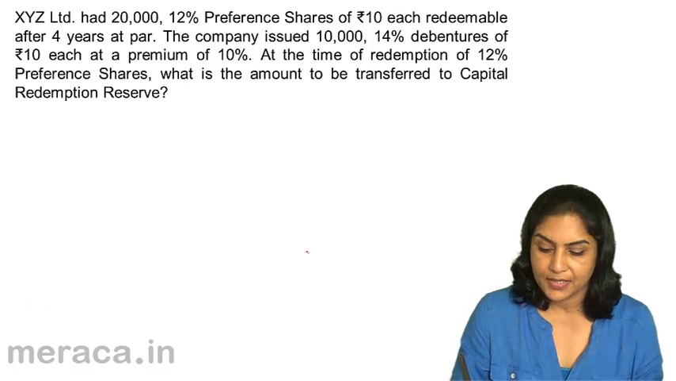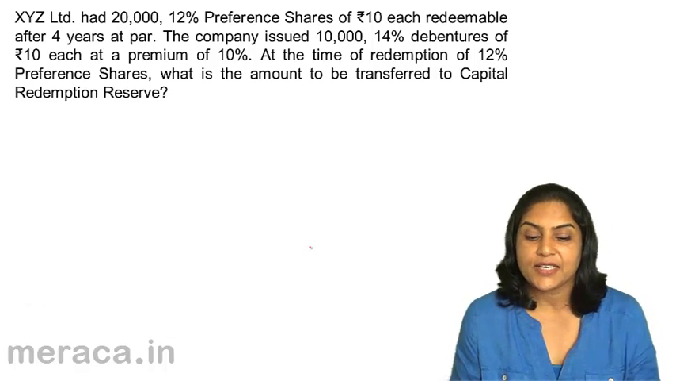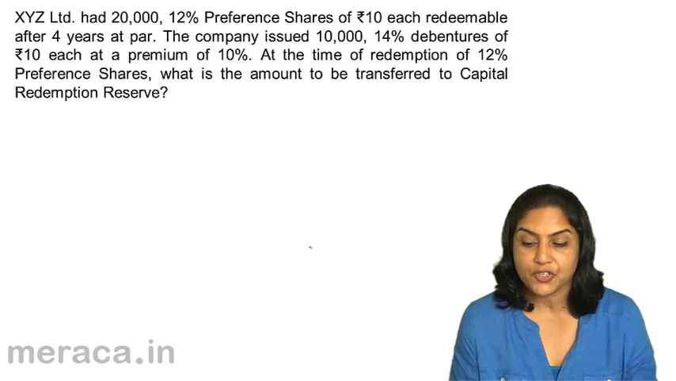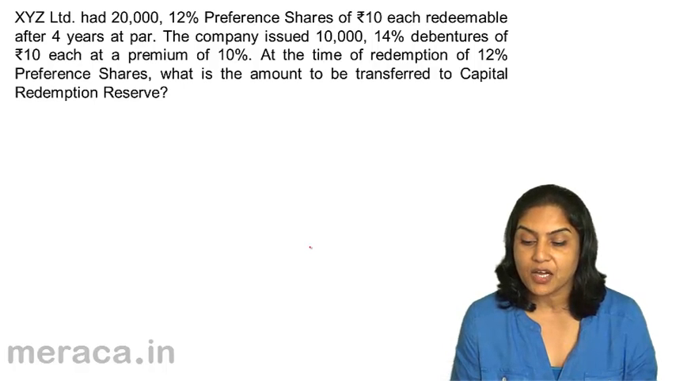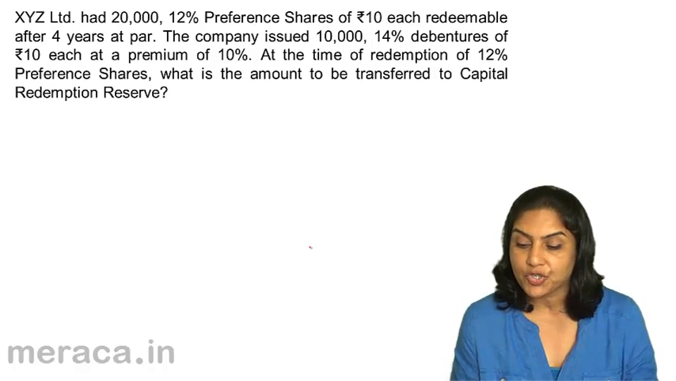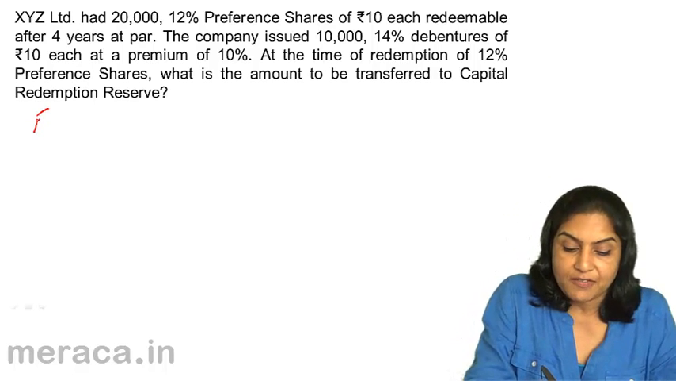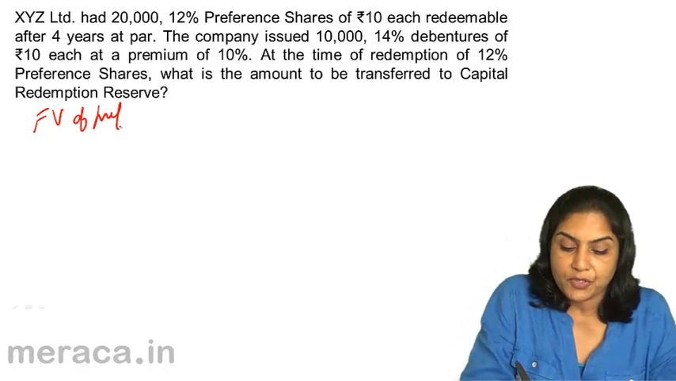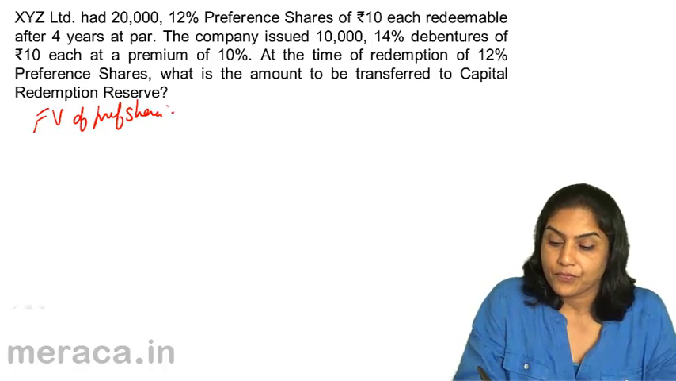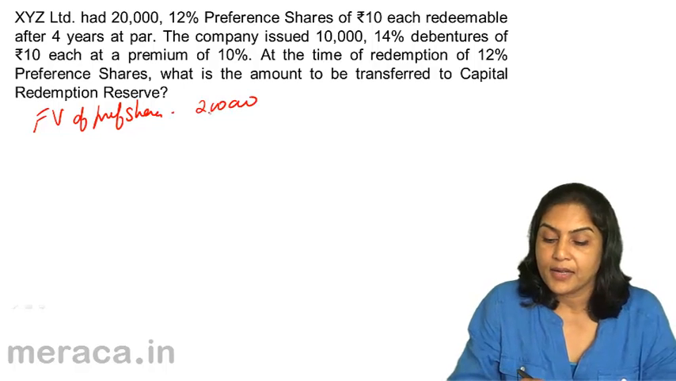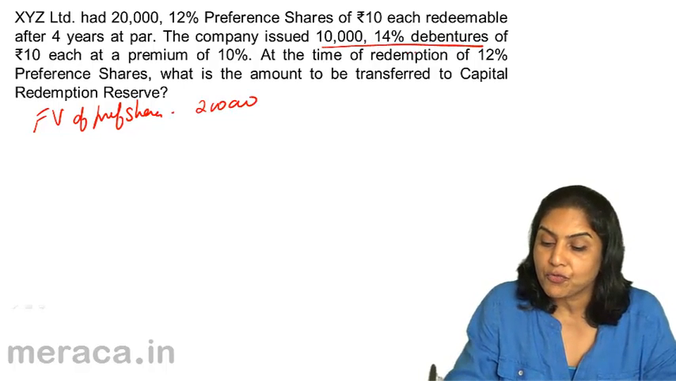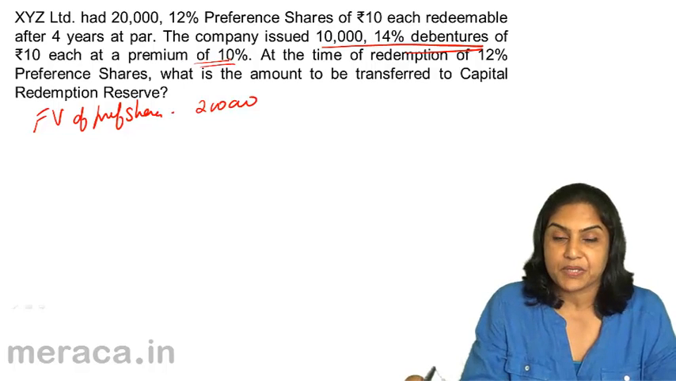Another example. XYZ Limited had 20,000 12% preference shares of 10 each redeemable after 4 years at par. The company issued 10,000 14% debentures of 10 each at a premium of 10%. At the time of redemption of 12% preference shares, what is the amount to be transferred to the capital redemption reserve account? So what does this say again? Face value of preference shares to be redeemed is 2 lakh. The company issued 10,000 14% debentures at a premium of 10%.